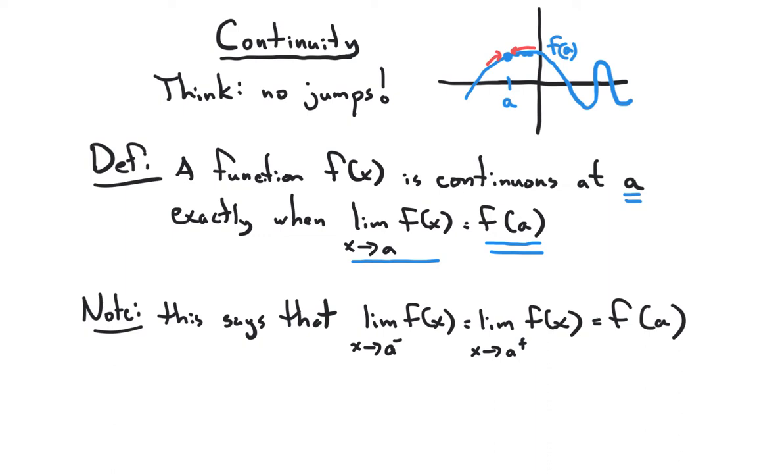And encoded into this, we have a couple of things. Well, it tells us, first of all, that the function exists at A. f of A exists. It also tells us that the left hand and the right hand limits also exist. And it also tells us that the left and right hand limits equal the function at A. So there's a lot of information in there.